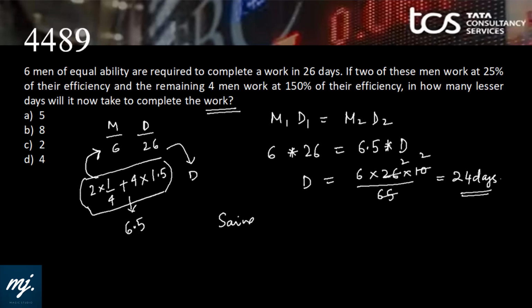That means they will be saving 26 minus 24, that is 2 days. In how many fewer days? In 2 days less, they would be able to complete the work. Option C is the pick.